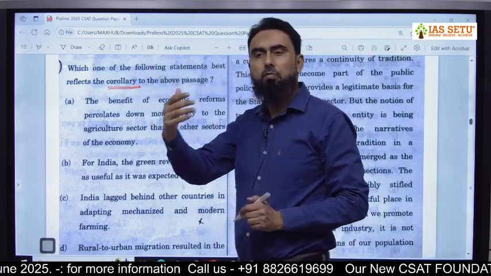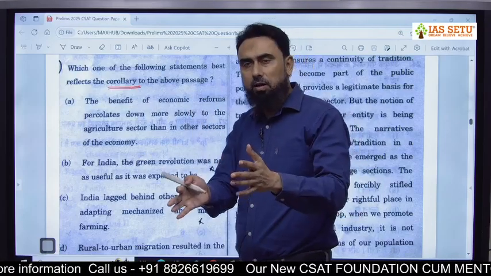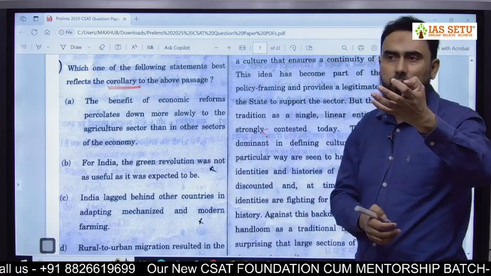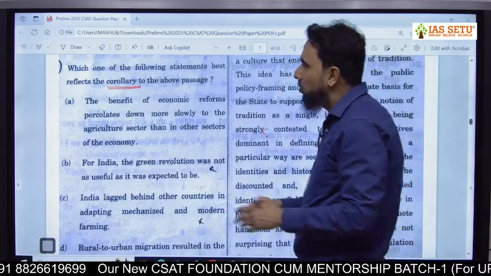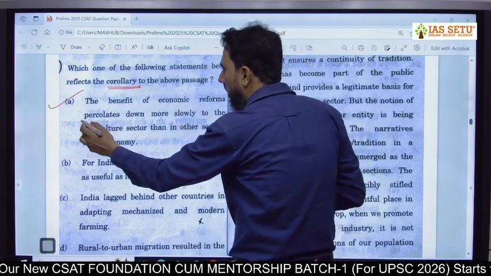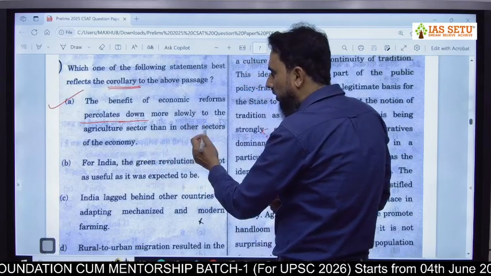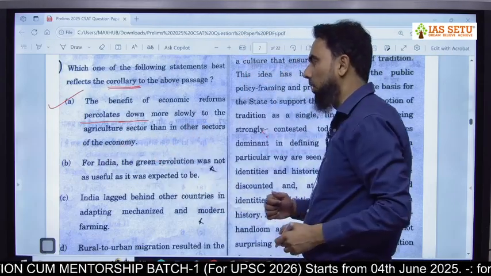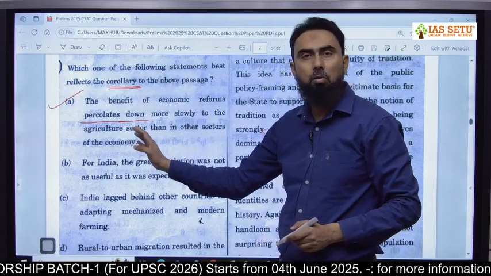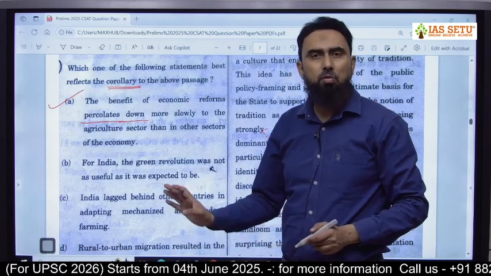So whatever the author was trying to prove or establish, just based on that, the very natural, the very obvious deduction that you can make. So based on the passage, only option A follows. The benefit of economic reforms percolates down more slowly to the agricultural sector than in other sectors of the economy. This has been mentioned throughout as per the main idea of the passage. This is the obvious choice for corollary, because the other options are wavered.